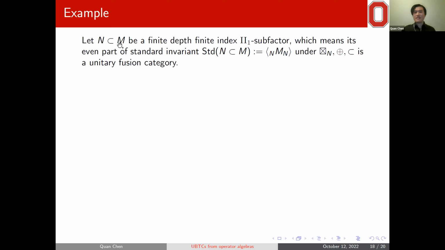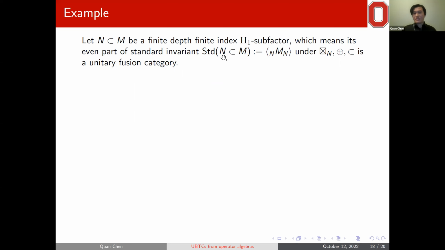So if N inside M is a finite depth, finite index II_1 subfactor. So II_1 subfactor means inclusion of II_1 factors. And finite depth, finite index means the even part of the standard invariant is a unitary fusion category. Hopefully you remember what a fusion category is, like Vec G, Rep G for finite group G.